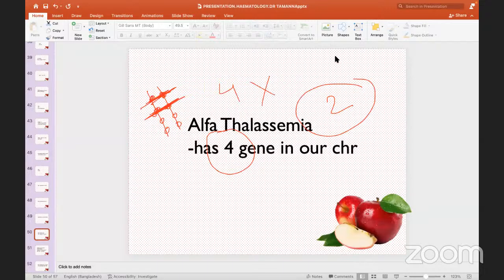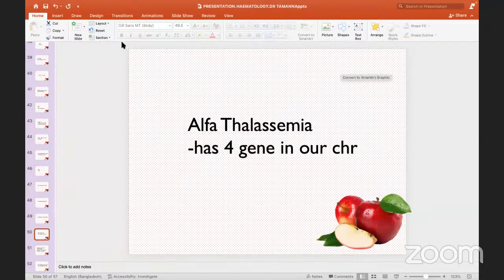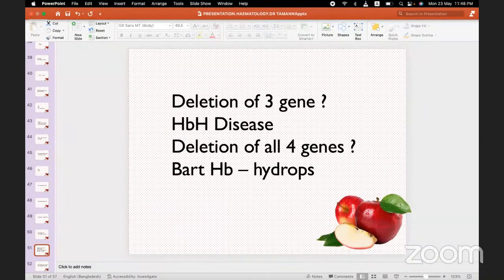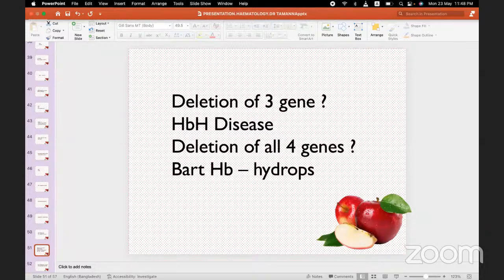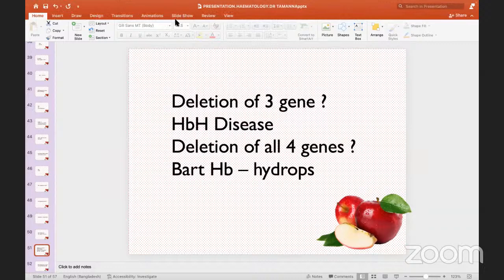So, alpha thalassemia major, I said rare, but intermedia? Alpha thalassemia intermedia is not rare, but why are people not diagnosed with alpha thalassemia intermedia or alpha thalassemia trait? Why are they not diagnosed? Because they are asymptomatic. They don't have any symptoms. They don't even have anemia. Many people can have alpha thalassemia trait, but we don't know, because we don't do hemoglobin electrophoresis for every person.